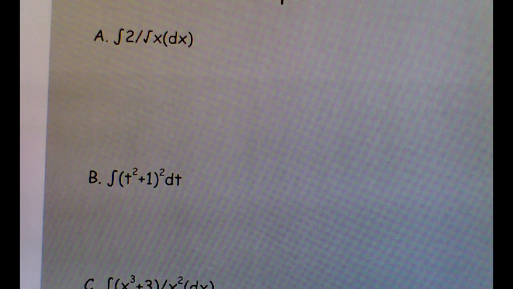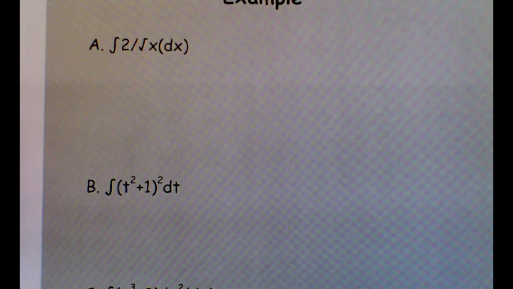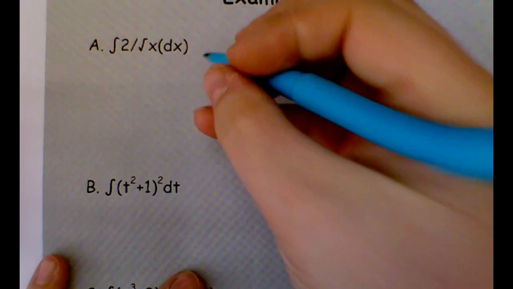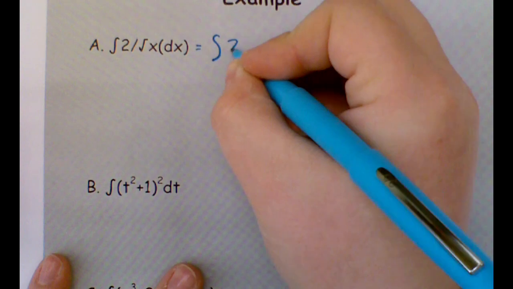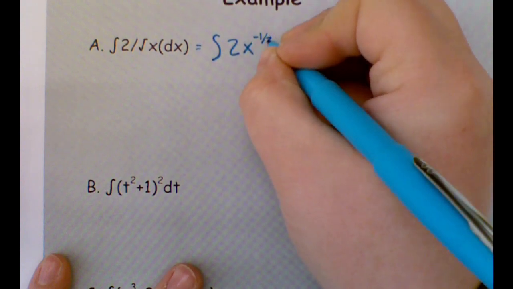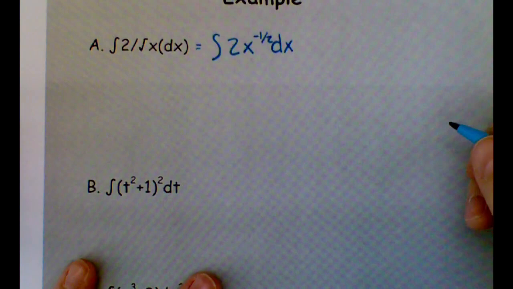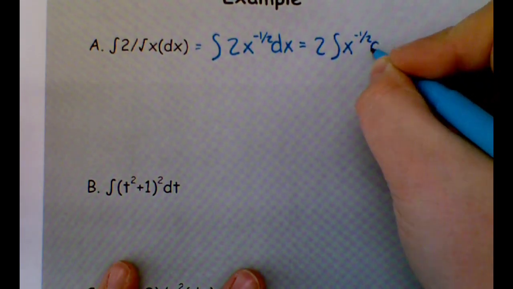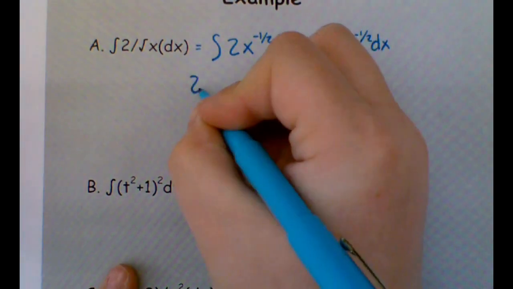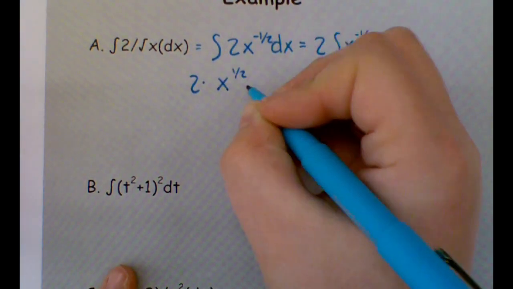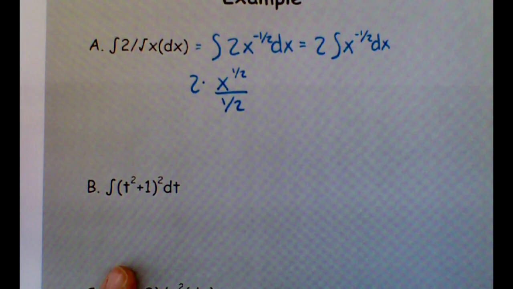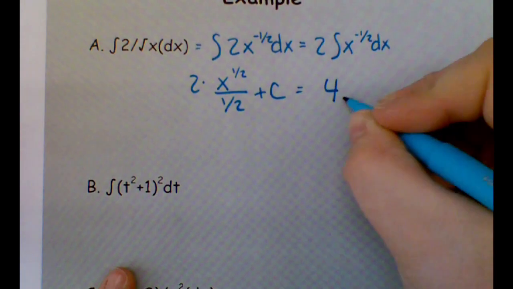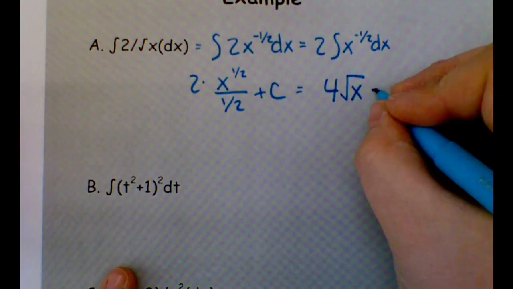All right, now we're going to get crazy. The antiderivative of 2 over the square root of x. I would rewrite this as the antiderivative of 2x to the negative 1/2 power dx. The 2 can come out front. So then we get 2 times x to the 1/2 power, because I add 1, divided by 1/2 plus c, which is 4 square root of x, because x to the 1/2 power, plus c.